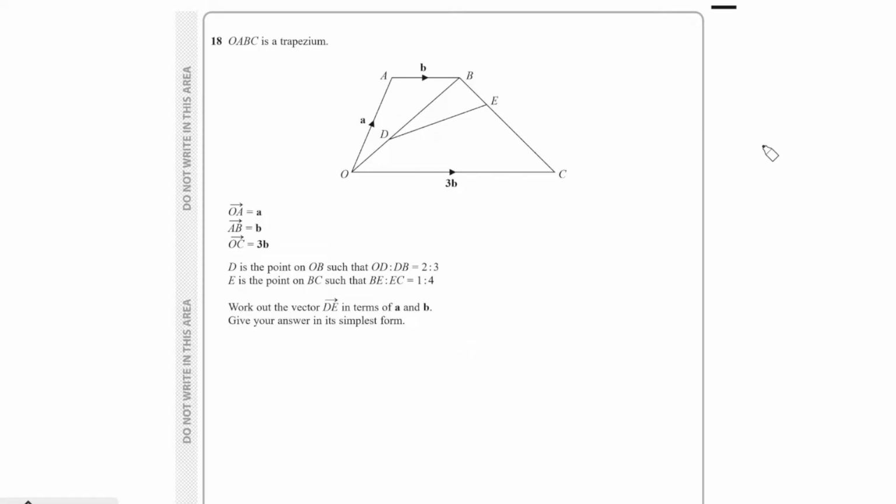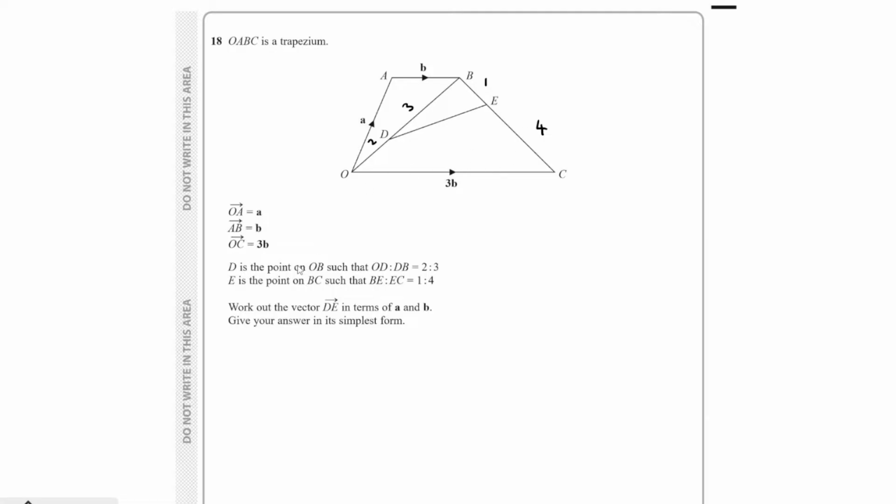So OABC is a trapezium. You can see they've labelled these 3 vectors. They've then given us some ratios. D is the point on OB such that OD to DB is 2 to 3. I tend to label it, but just remember this is not the vector, this is just a scale. E is the point on BC such that BE to EC is 1 to 4. And then work out the vector DE, so this line here. This is quite a nice one, because it's at least not asking you to find a ratio, it's just asking you to find a vector.